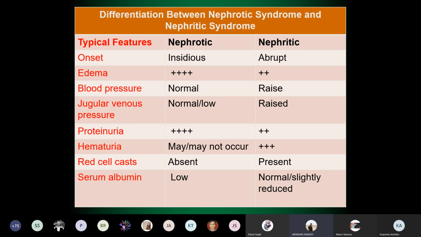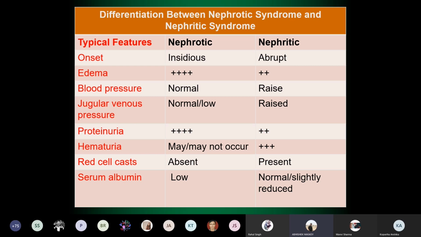But in nephrotic syndrome, the onset is insidious. They will tell you, oh, I have some mild swelling in my limb, which started 3 months back. Then I took some medicine from the local health post. Then maybe after 1 month, 2 months, after a long time only, they will come to you with generalized swelling. So the onset is insidious.